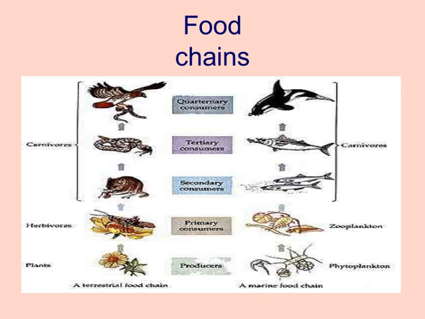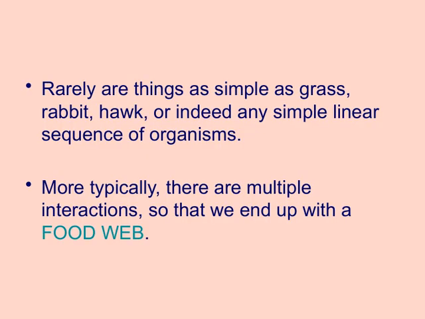So, in essence, food chains illustrate the interconnectedness of life and remind us of our role in maintaining healthy ecosystems. Rarely are things as simple as grass, rabbit, hawk, or indeed any simple linear sequence of organisms. Instead, nature tends to be much more complex. Typically, there are multiple interactions happening at once. This means that instead of a straightforward chain, we end up with what we call a food web.